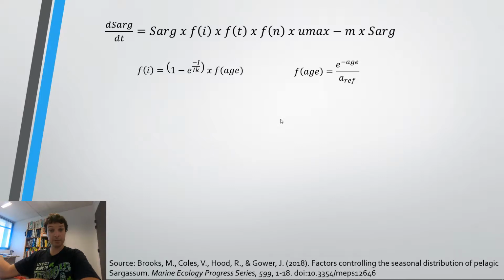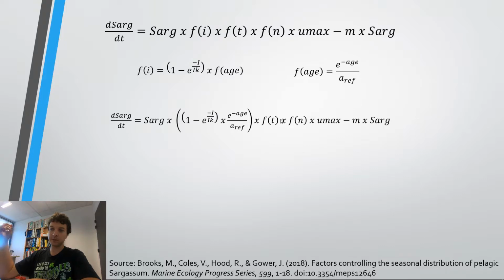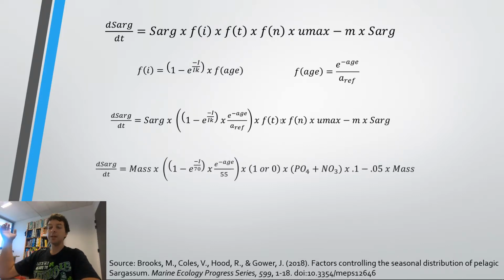The function of light is further broken out into 1 over e to the negative I over Ik times the function of age, and then the function of age is broken down into e to the negative of age over a ref, which is broken out into the following, which is a huge, well, not a huge mess, but a big mess. Substituting the known variables, the function of temperature is either 1 or 0 depending on the temperature of the water. It either grows or doesn't grow.